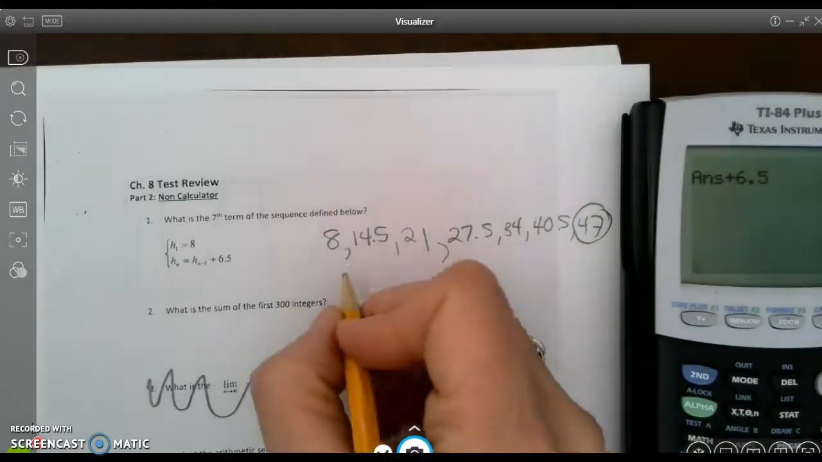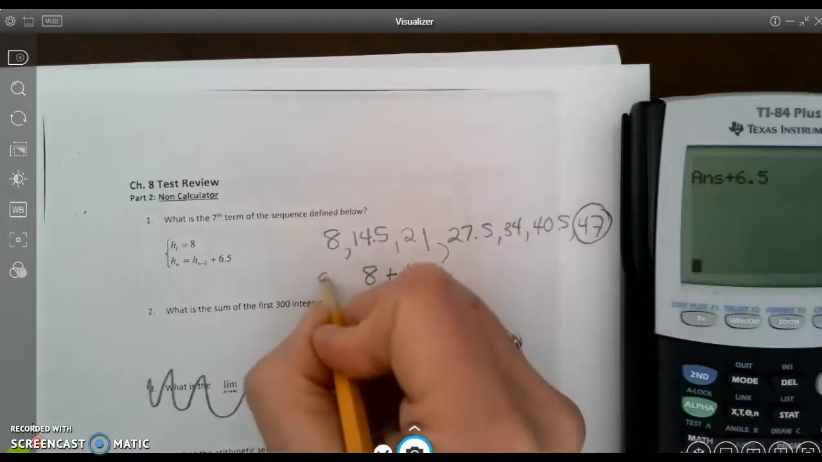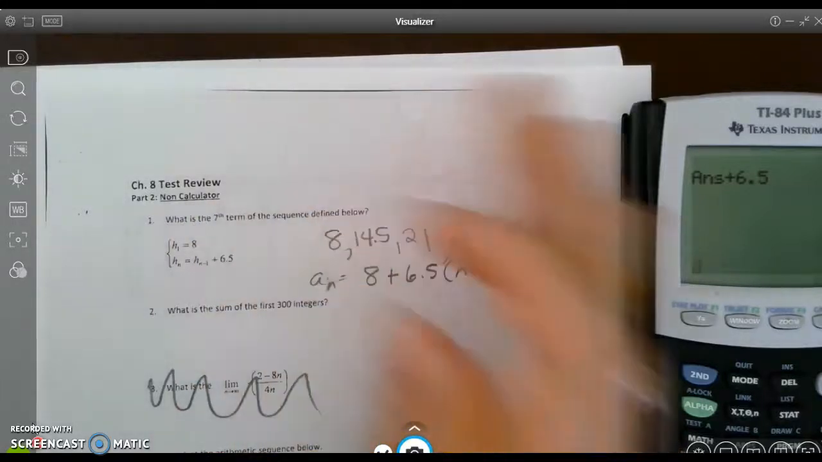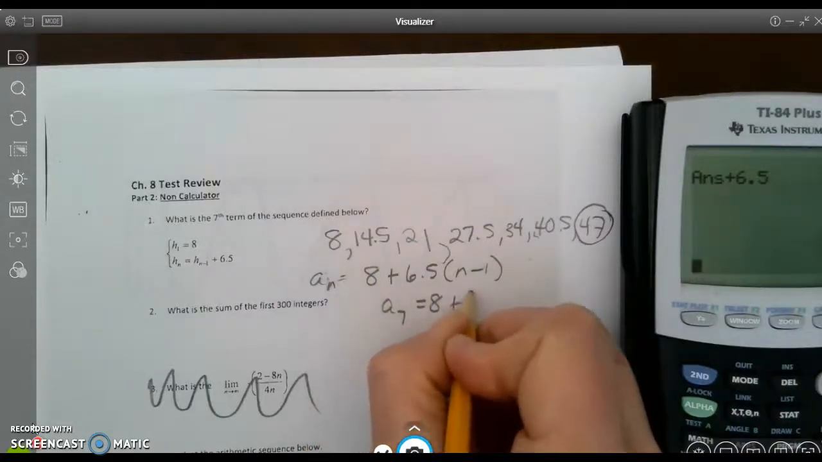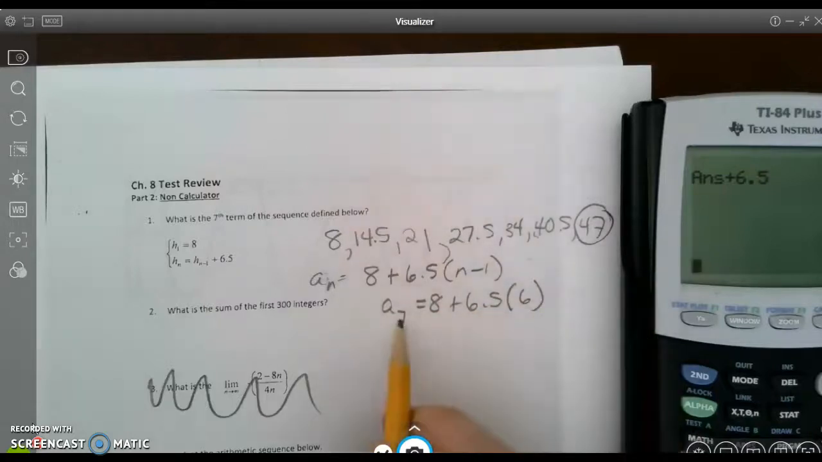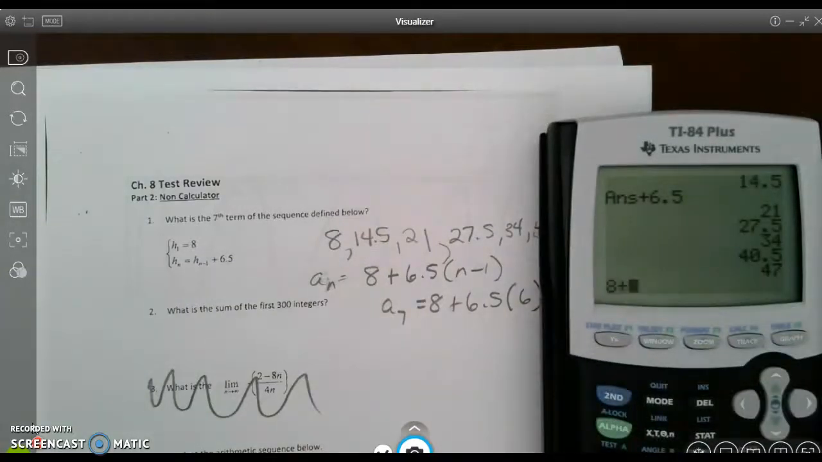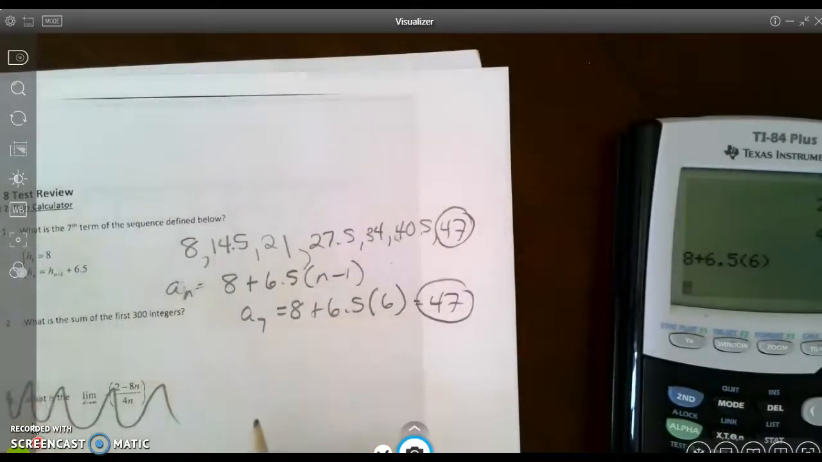Or, if I want to, I can write an explicit formula. 8 plus 6.5. So this is a sub n because it's arithmetic, times n minus 1. If I'm looking for the seventh term, a sub 7 equals 8 plus 6.5 times 6, because 7 minus 1 is 6. Use my calculator. 8 plus 6.5 times 6, and I get 47. I still get 47.